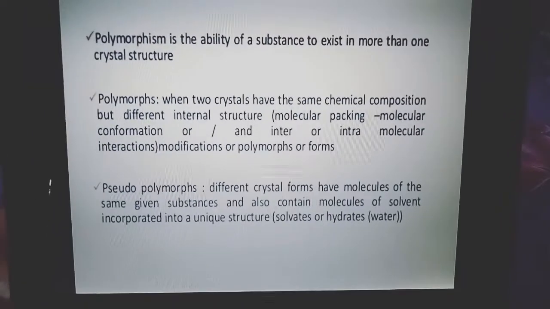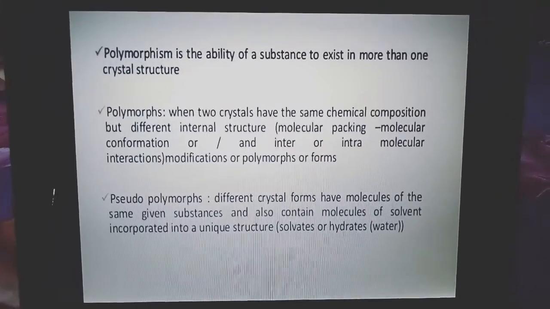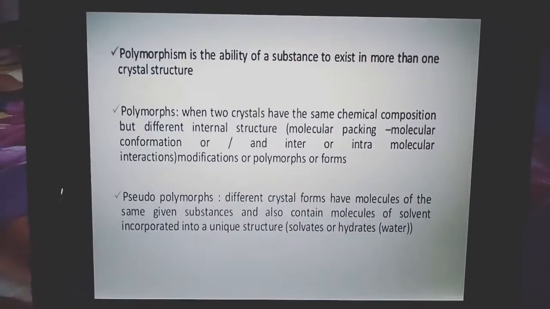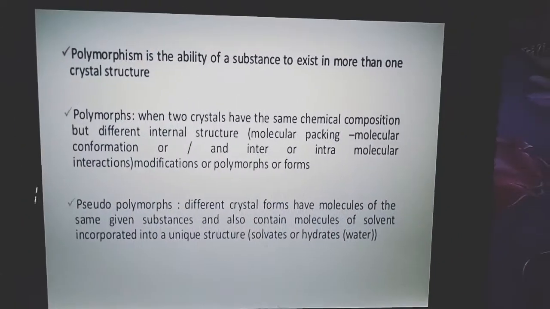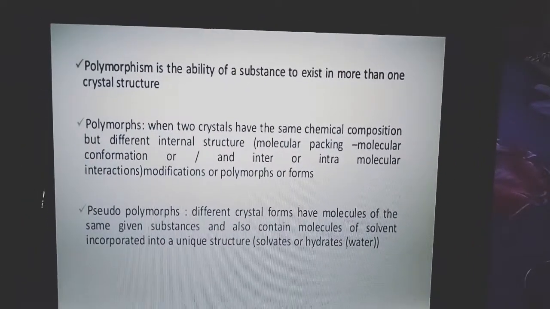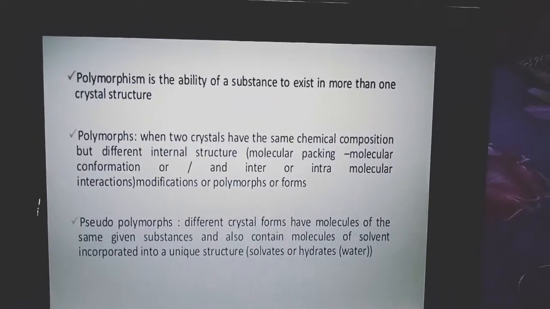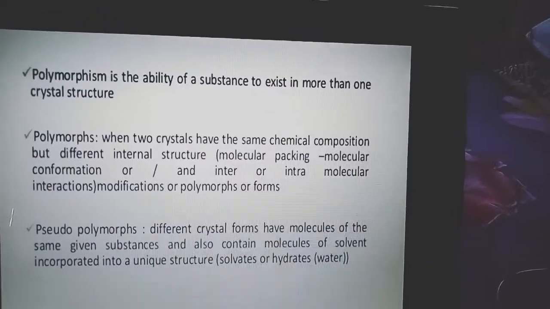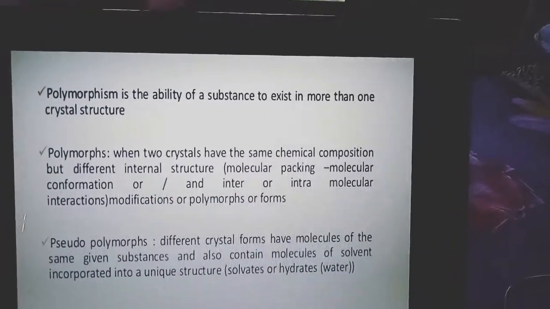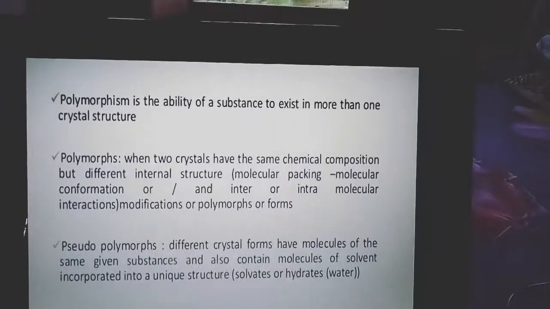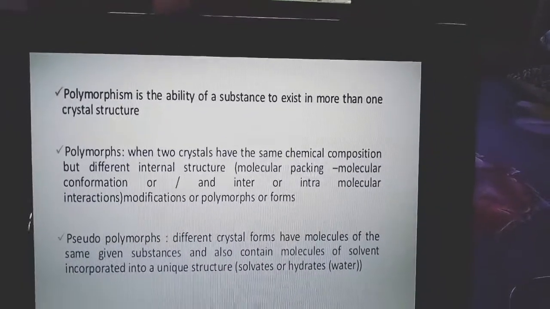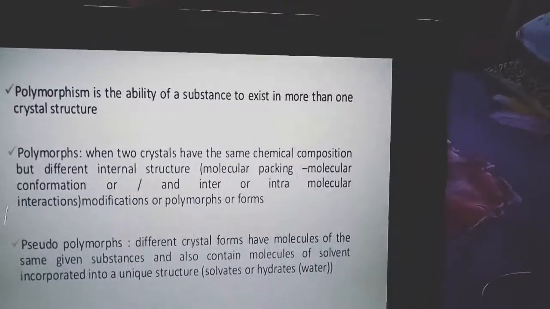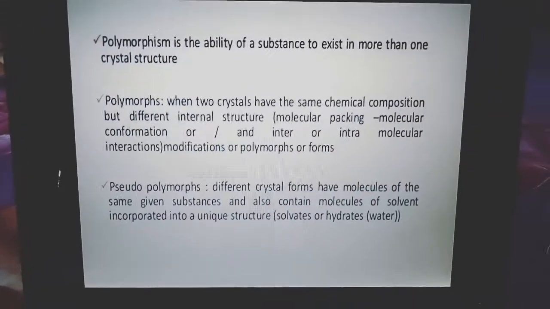Polymorphism is the ability of a substance to exist in more than one crystal structure. Polymorphs are two crystals that have the same chemical composition but different internal structure, also called modifications or forms. Now pseudo polymorphs, another term I have used: different crystal forms that have molecules of the same given substance and also contain molecules of solvent incorporated into a unique structure. These are called pseudo polymorphism.